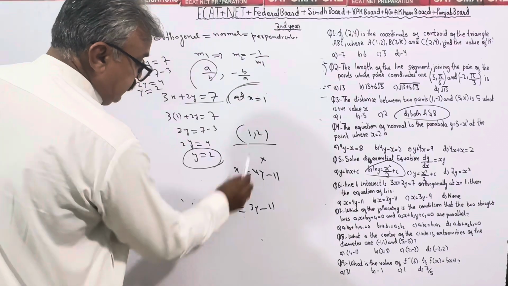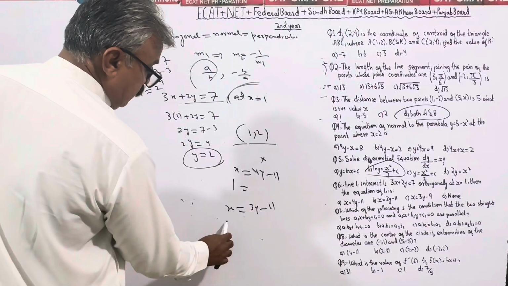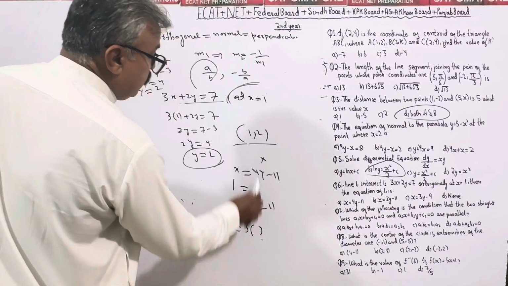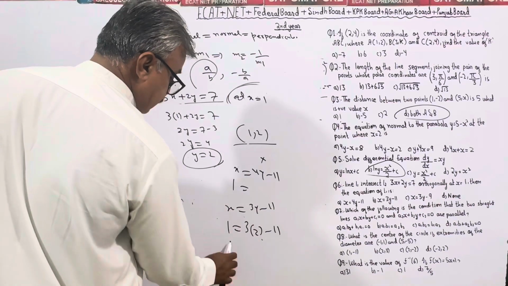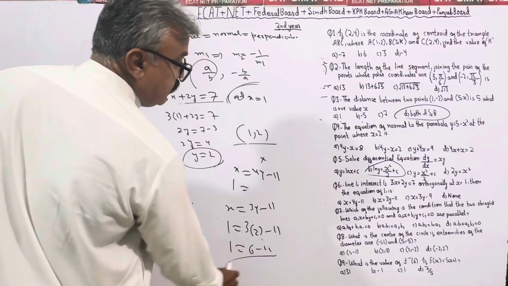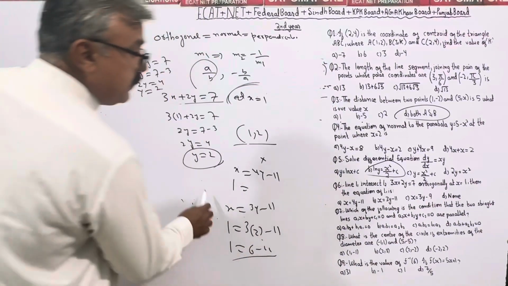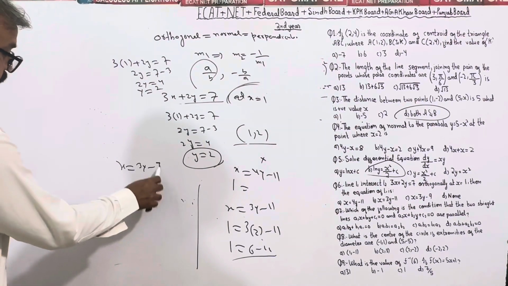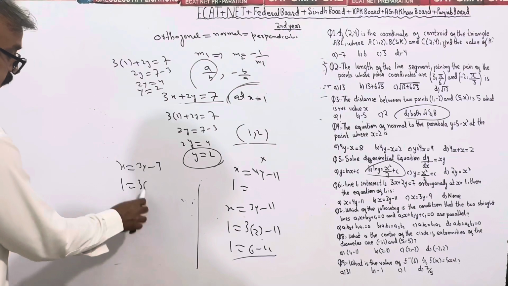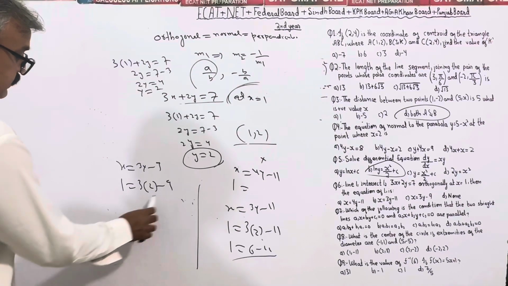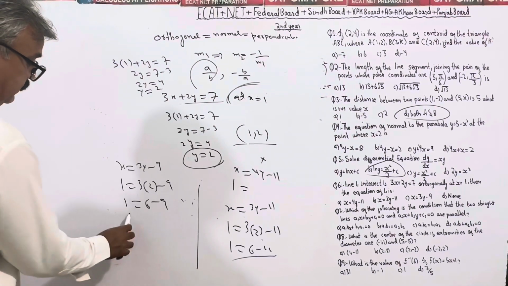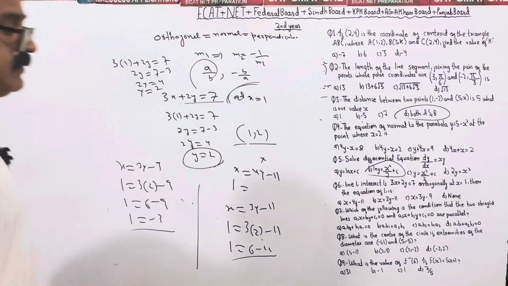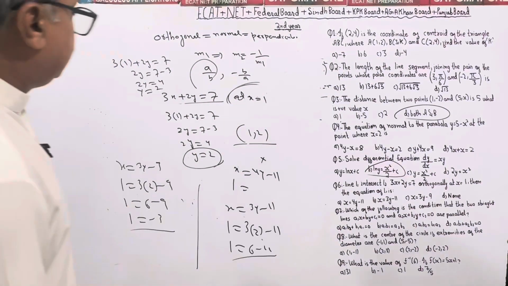What is the value of x? 1. 3 times the value of y, which is 2, so 3 times 2 is 6 minus 11. 1 versus 6 minus 11. It is not the case. What about the third option? x is equal to 3y minus 9. x is 1, 3 times 2 minus 9. So 1 is equal to 6 minus 9, 1 is equal to minus 3. That is not the option. So none of these is going to be the right option in that case.